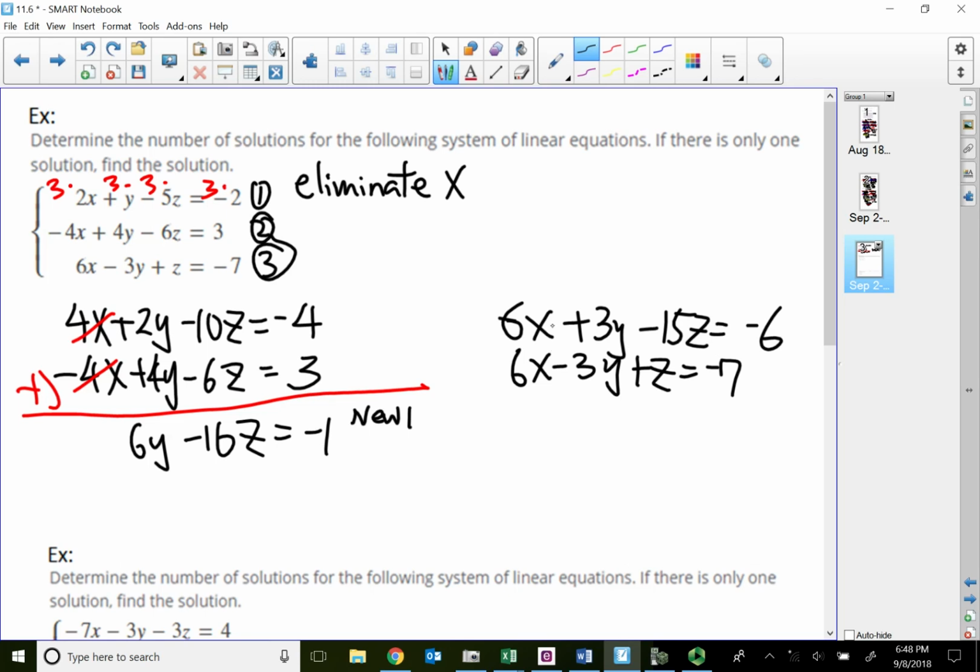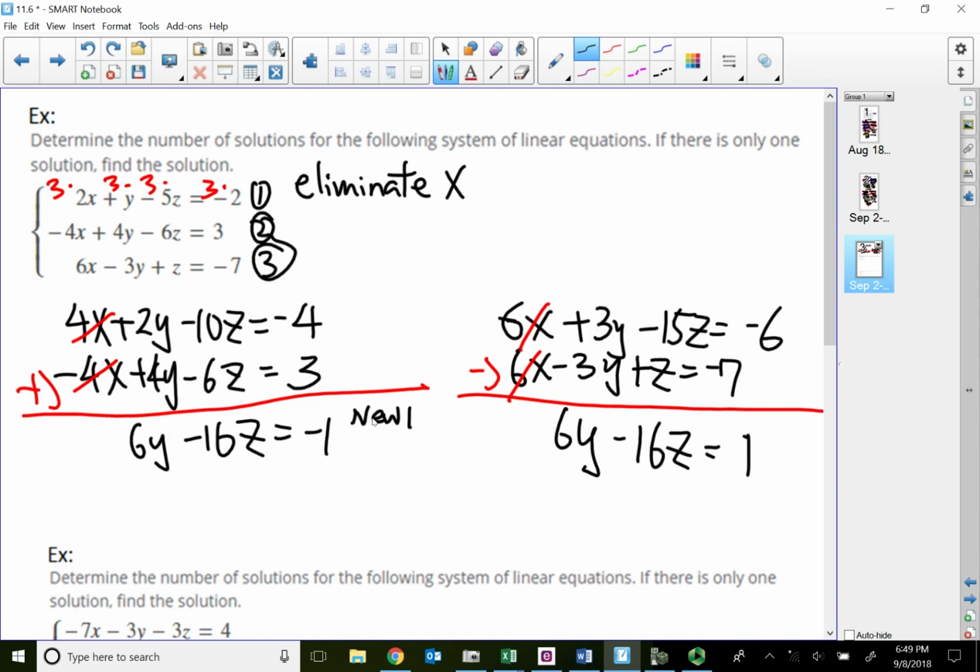All right, let's eliminate x. Since x has the same sign, we will subtract. Same sign, we subtract. So check it out. 6 minus 6, x will cancel out. 3y minus negative 3 is 6y. Negative 15z minus 1z is negative 16z equal to negative 6 minus negative 7 is positive 1.